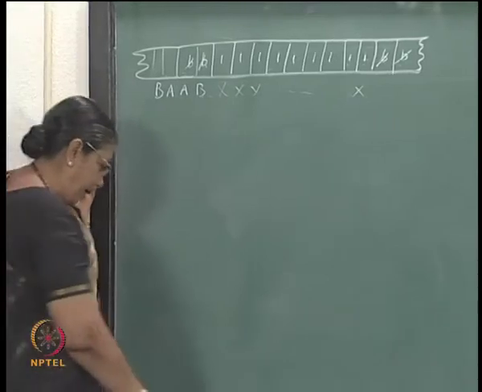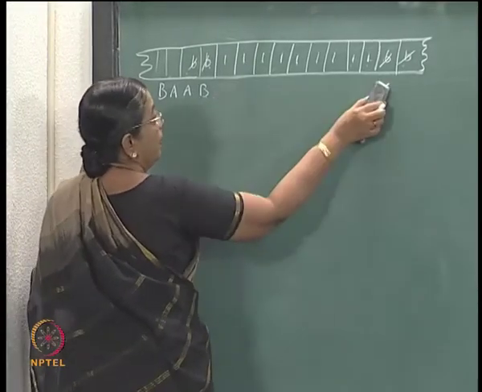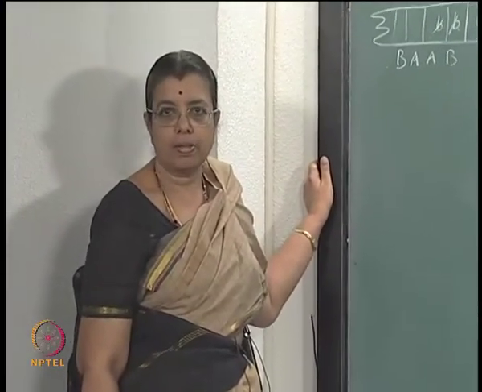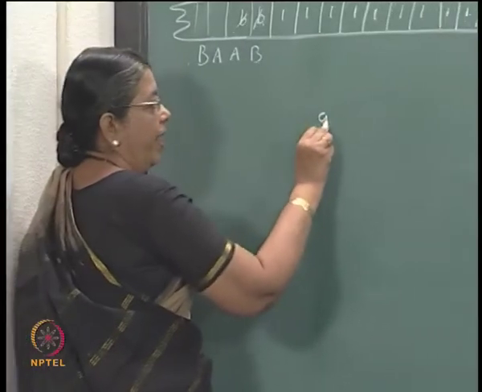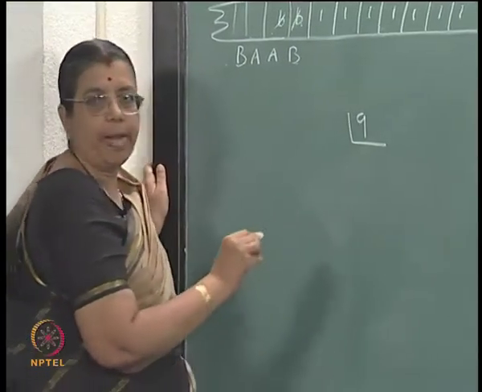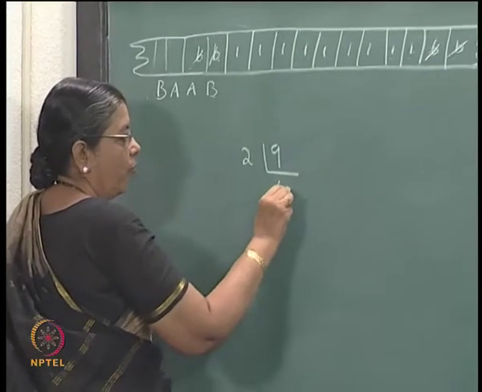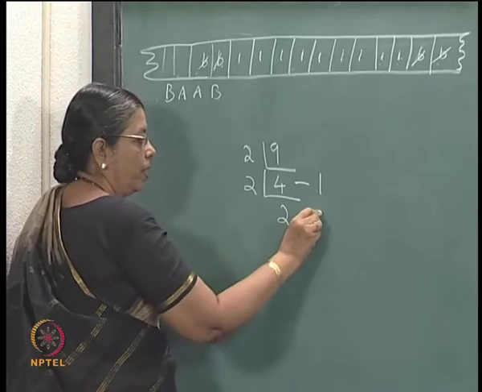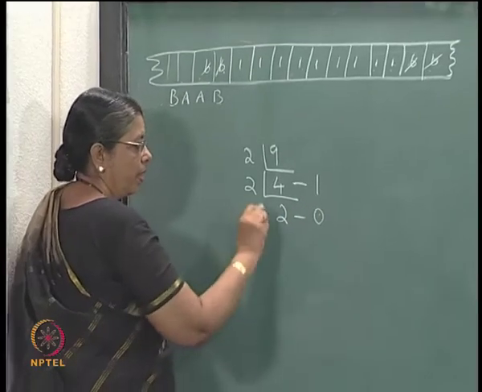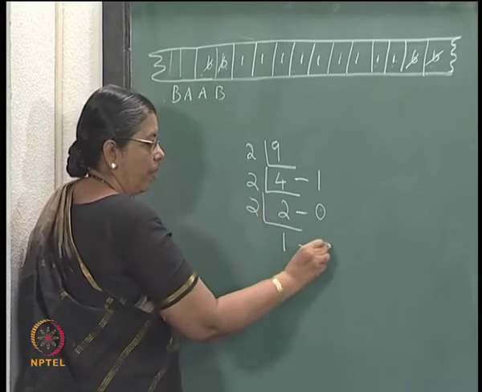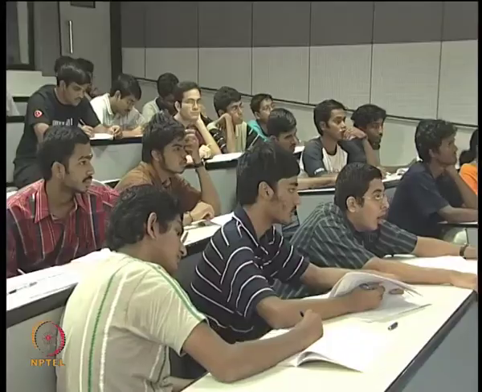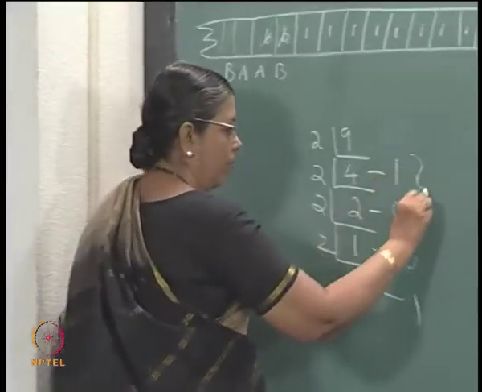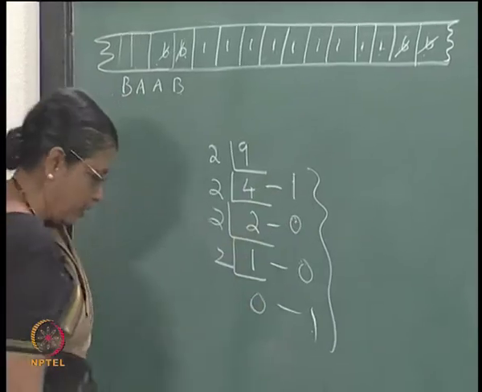Now, how do you convert a unary number to a binary number? Suppose I have 9, you divide by 2, quotient is 4, remainder is 1. Again divide by 2, quotient 2, remainder 0, then divide by 2, quotient is 1, remainder is 0, divide by 2, quotient 0, remainder 1. So the representation is 1 0 0 1, this you should get.